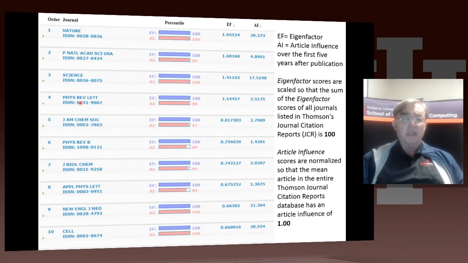In physics, these journals are dominant. So part of this reflects the fact that some fields have dominant journals. Other fields, like computer science, tend not to have dominant journals, and so whether by impact factor or eigenfactor, they do not get such highly rated journals.